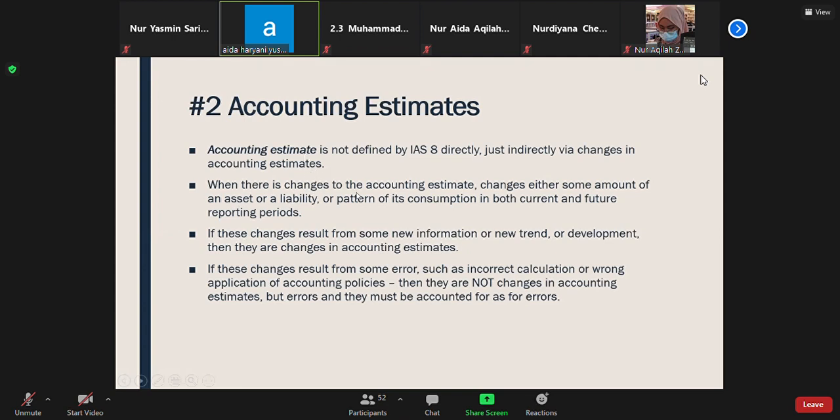When there is a change to the accounting estimate, it changes either some amount of an asset or a liability, or the pattern of its consumption, in both current and future reporting periods. Okay, meaning, for example, changes to the estimated useful life, meaning there is some kind of change to the asset. If changes result from some new information or new trend or development, then there are changes in accounting estimates.